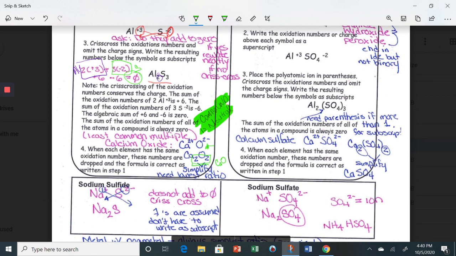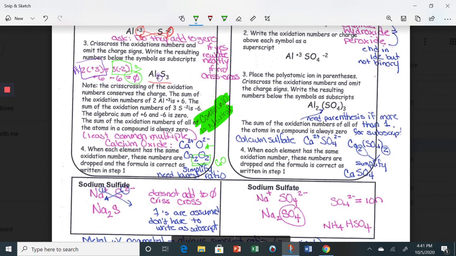But right now at this level, you simplify when you have multiple subscripts of each other. You can divide through by the same number if you have a metal. Down below is sodium sulfide.